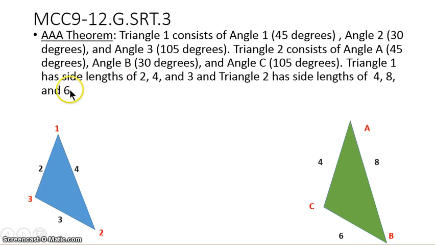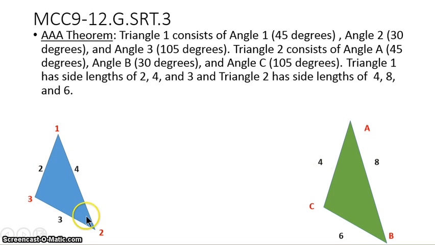The AAA theorem. So triangle 1 consists of angle 1, which is 45 degrees, angle 2, which has 30 degrees, and angle 3 is 105 degrees. Triangle 2 consists of angle A, which is 45 degrees, angle B, which is 30 degrees, and angle C, which is 105 degrees. Triangle 1 has side lengths of 2, 4, and 3, and triangle 2 has side lengths of 4, 8, and 6.